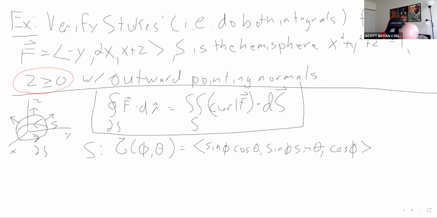And phi is going to go from 0 to pi over 2, because we're the upper hemisphere. So we have stuff on the positive z-axis. That's phi equals 0. And we're opening up until the xy plane, which is phi equals pi over 2. And then theta is going to go from 0 to 2 pi, because we're going all the way around the z-axis. So that's our parameterization of our surface.